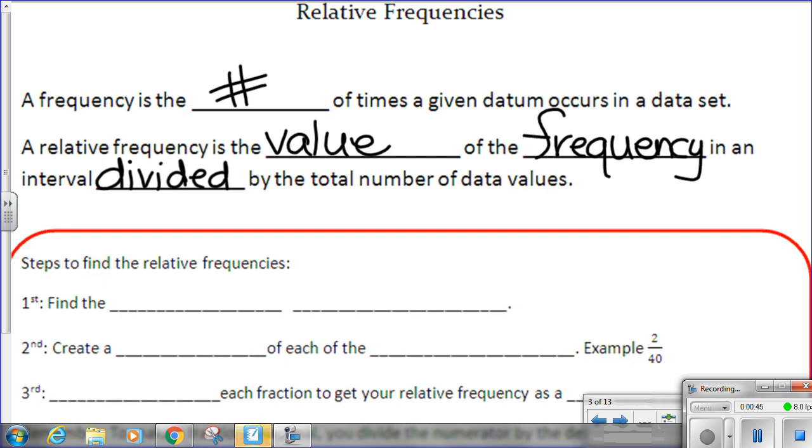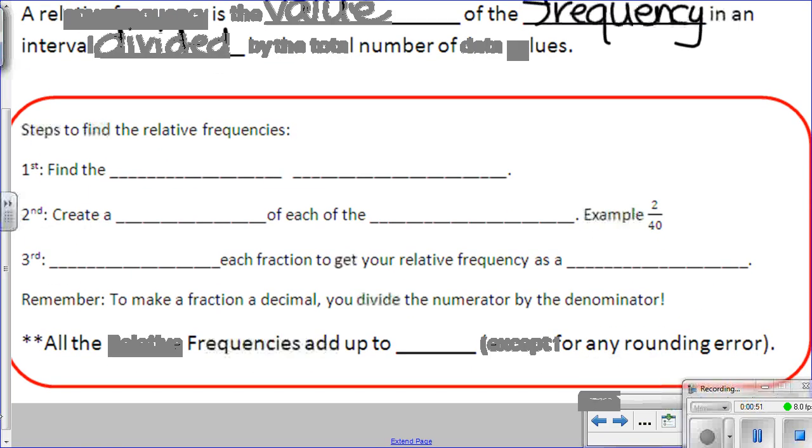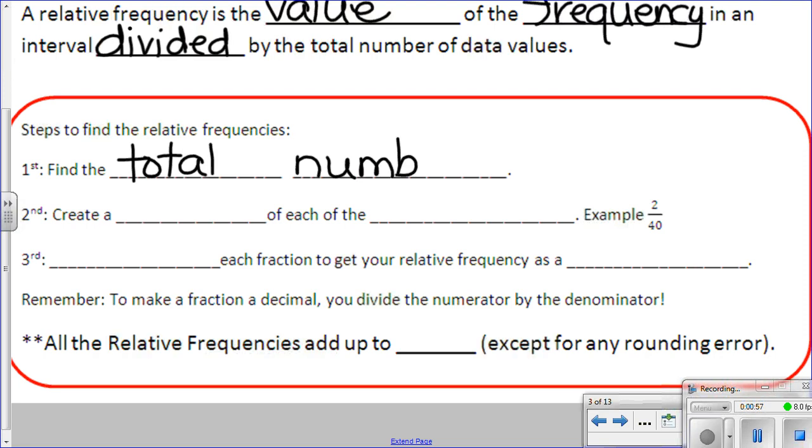We have some steps here that we need to follow. First step, we're going to find the total number. Sometimes that will be provided. They'll tell you how many people they surveyed. Other times you have to count it up. Be careful that you count very carefully when you find your total, because if you mess up the total, then no matter what you do with the dividing, you'll be wrong with everything.